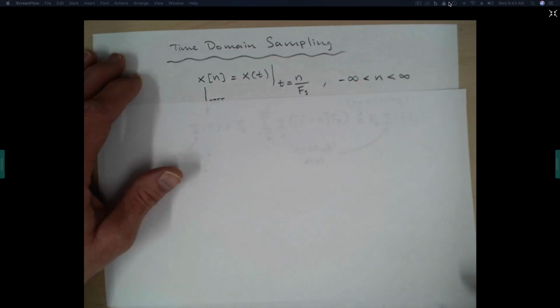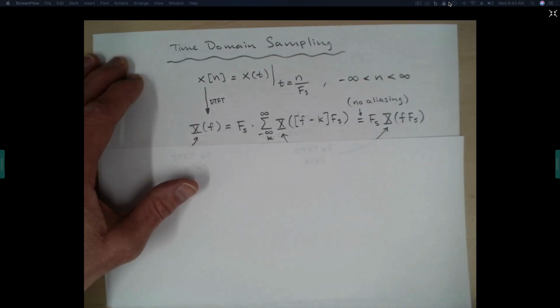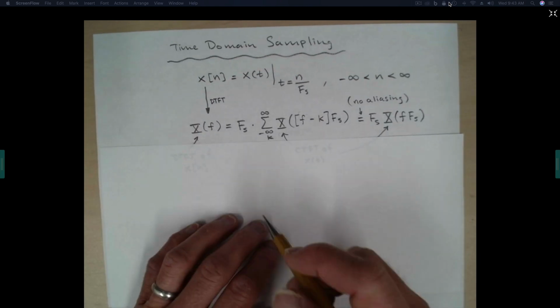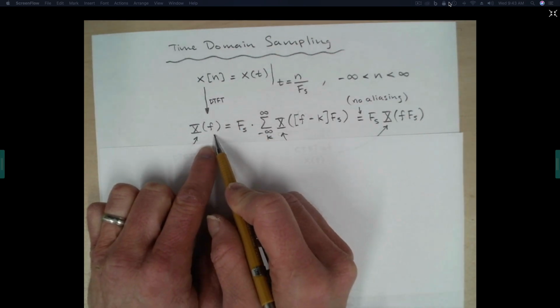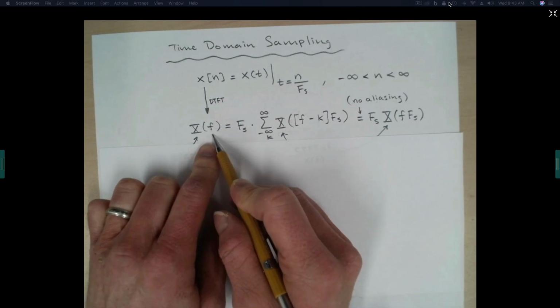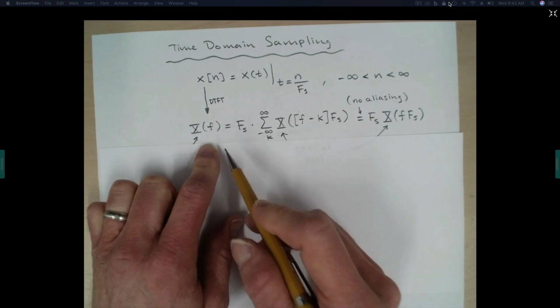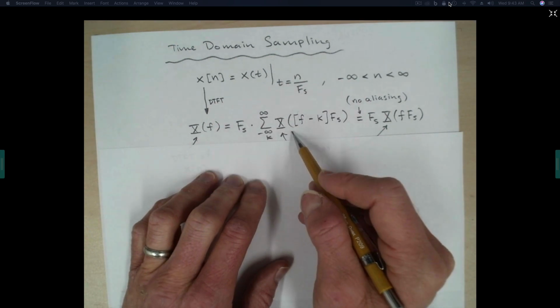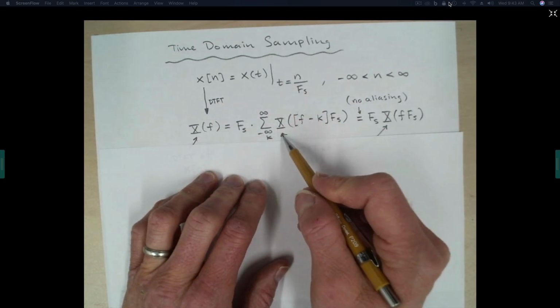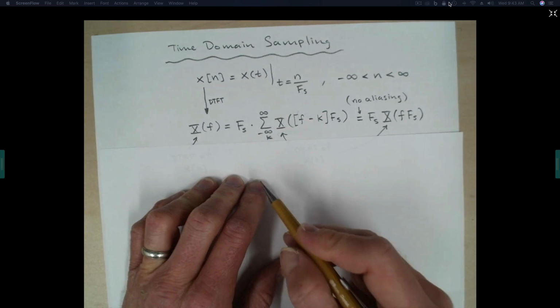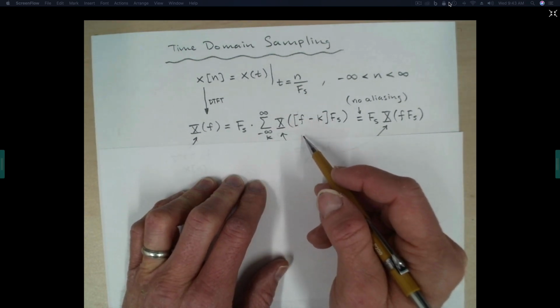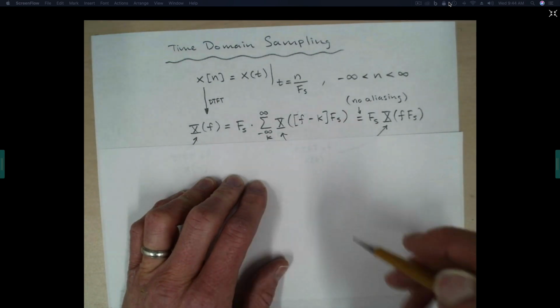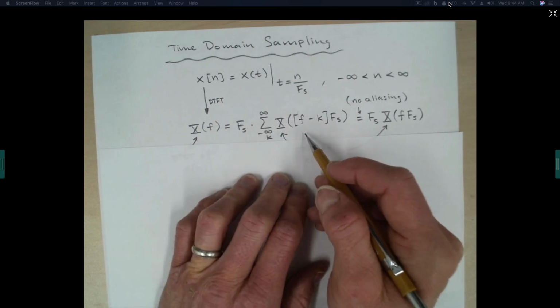Now if we take the discrete time Fourier transform, this is something that we've done in the past. If we take the discrete time Fourier transform of the sampled sequence, then we get the DTFT X of f, and that has a relationship to the continuous time Fourier transform of x of t through this relationship, which describes the concept of aliasing and frequency scaling. We've talked about this extensively in class before.